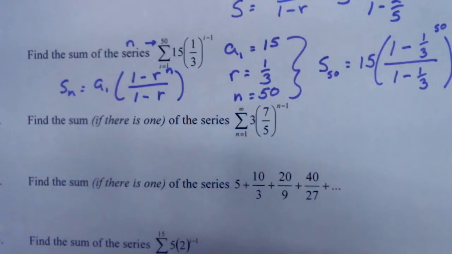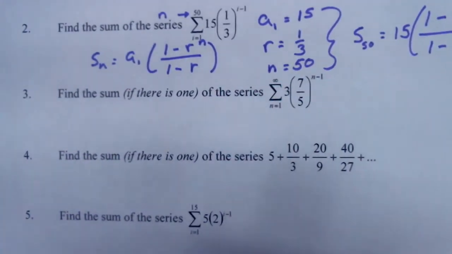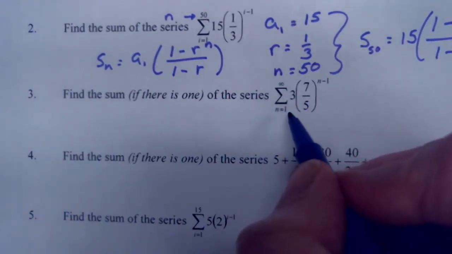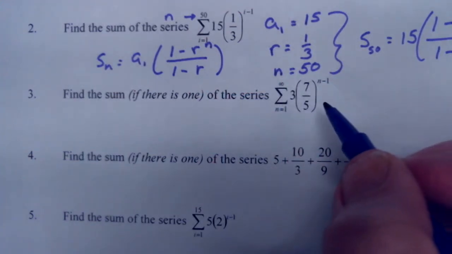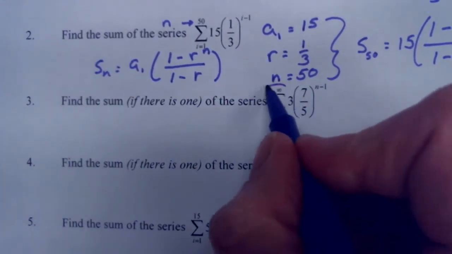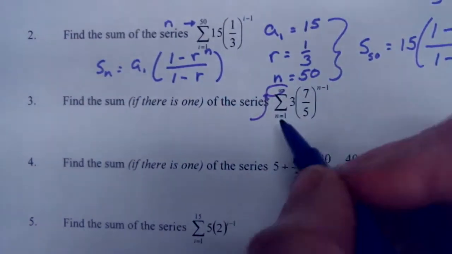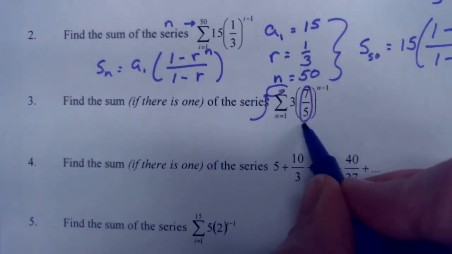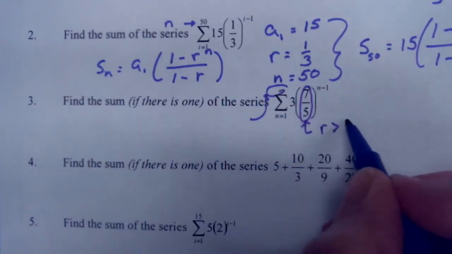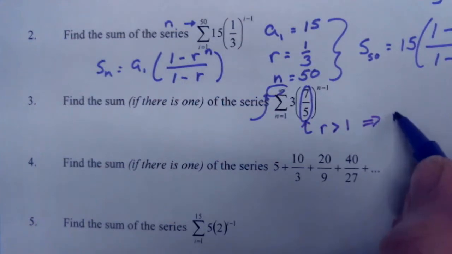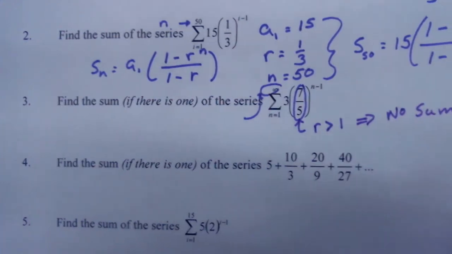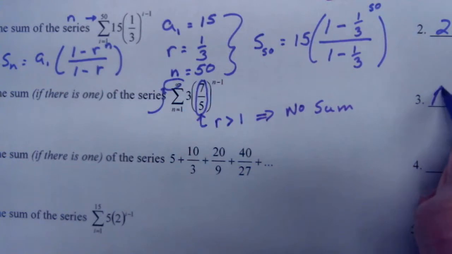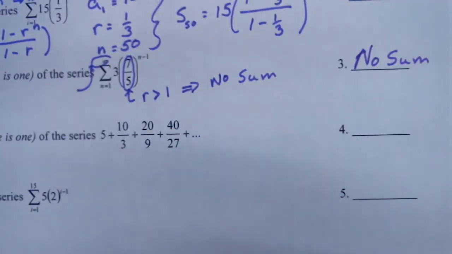All right, for number 3, find the sum if there is one. The summation as n goes from 1 to infinity of 3 times 7/5 to the n minus 1. Well, since it's an infinite series, because n goes to infinity, we need r. And since r is actually greater than 1, that means there's no sum. Okay, so it would actually go off to infinity. So for number 3, there's just no sum. Okay, watch for that on the test. There'll probably be one just like that.